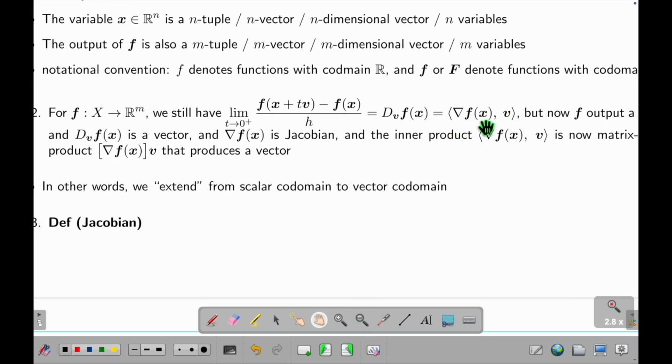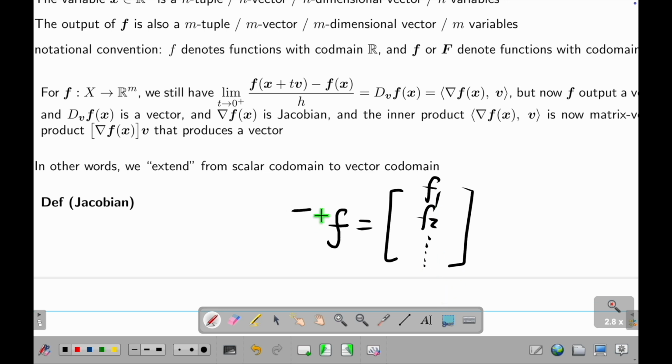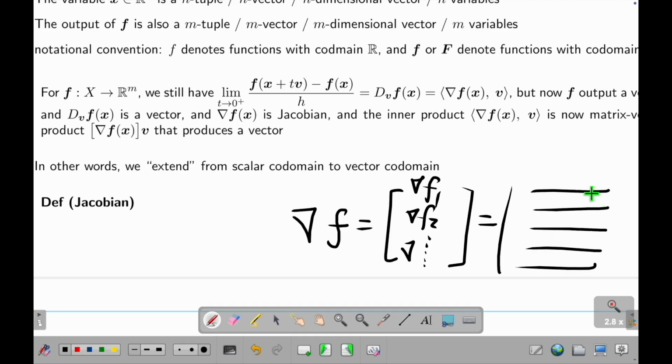But now here's a funny thing. This is now an inner product. Why? Because now this thing is a vector. I call it f1, f2, and so on. So when I do this, I'm doing this. But this is a vector, right? So this is a vector, this is a vector. This is now called a Jacobian.